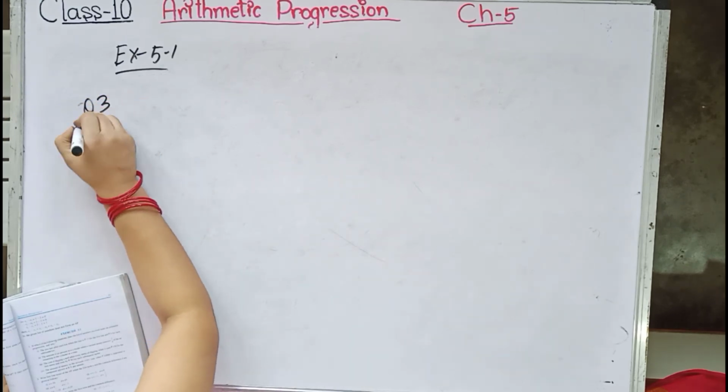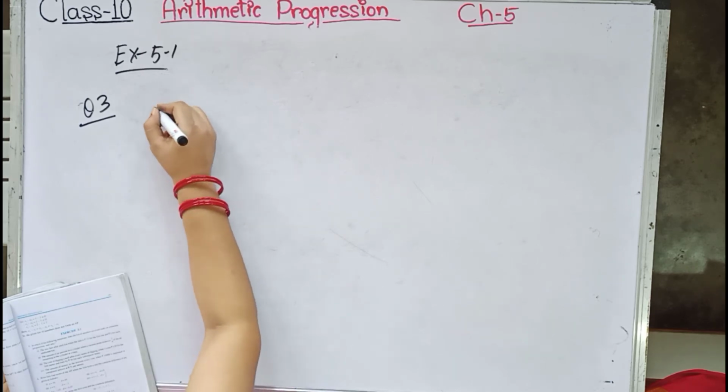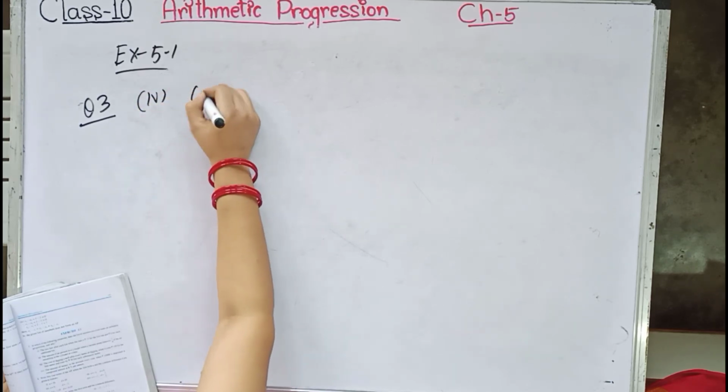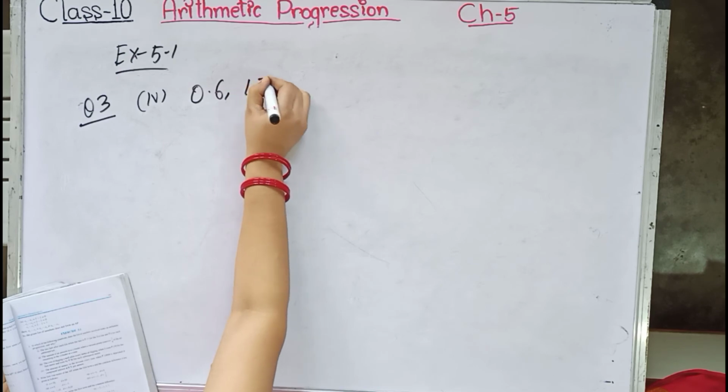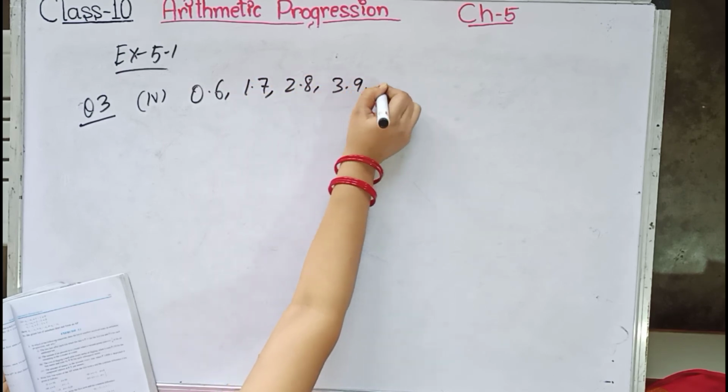Now question number 3. It is given that for the given AP, let us do subpart number 4. It is 0.6, 1.7, 2.8 and 3.9 and so on.